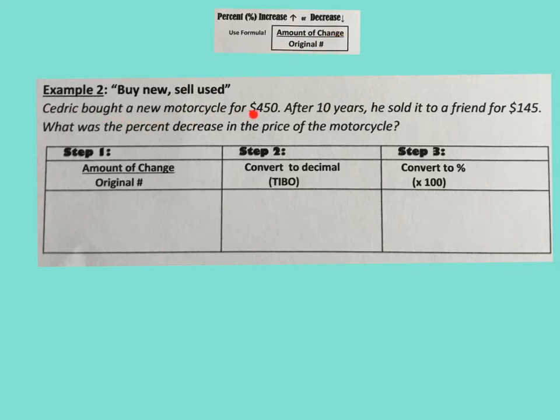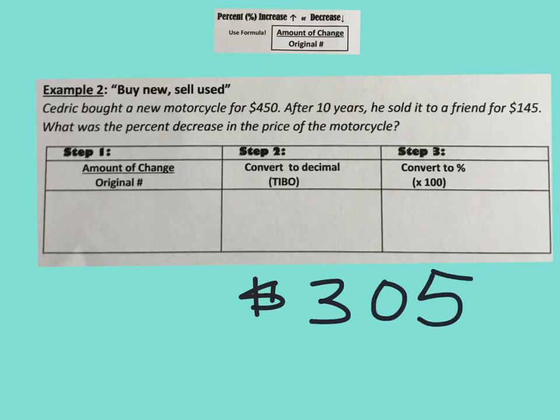So Cedric bought a new motorcycle for $450. After 10 years, he sold it to a friend for $145. What was the percent decrease in the price of the motorcycle? Now, if this question just asked us what was the decrease in the price of the motorcycle, we would just say it was, let's see, 450 minus 145 is a $305 decrease, but it's not asking us that. So we can't just answer with a price. It's asking us what's the percent decrease. So we're going to solve it using the formula.